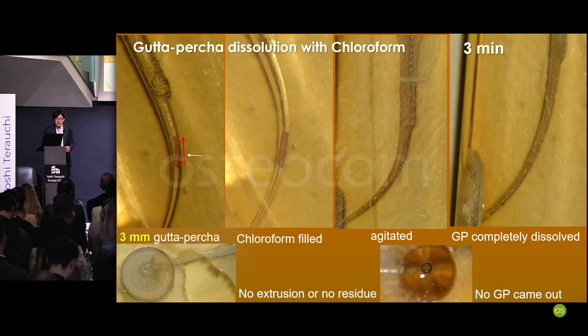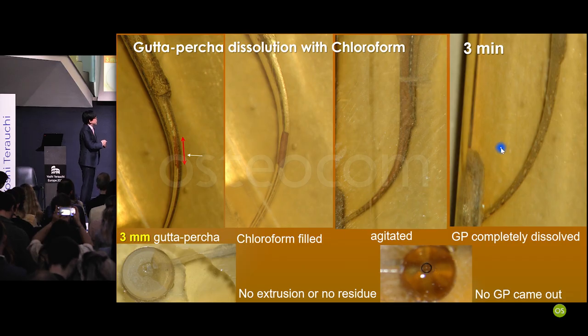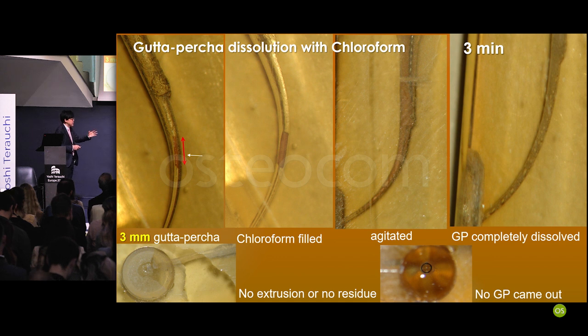I did a study on that, but it's not published. So when I see gutta percha remaining 3 millimeters in the canal, I use the chloroform, I agitate it with a hand instrument. 3 minutes after the agitation, all the gutta percha fillings are completely gone. So whenever you see the gutta percha remaining 3 millimeters, maybe 3 to 4 millimeters, 2 can be okay. You don't have to be accurate.